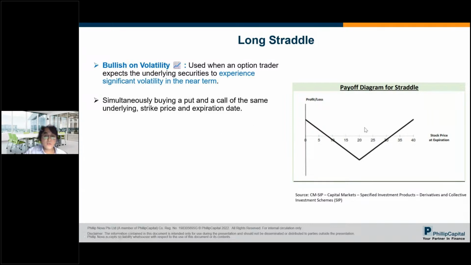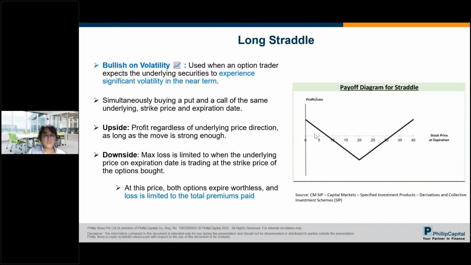So if you look at this payoff diagram over here, I think the beauty of this payoff diagram is that it's pretty simple to see. You can see that the diagram is only in positive territory when the underlying price at expiration is either very, very high or very, very low. So the upside of the long straddle strategy is that you profit regardless of the price direction, as long as the move is strong enough, whether it goes up high enough or whether it falls low enough.